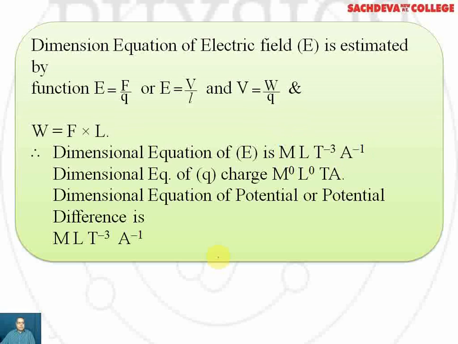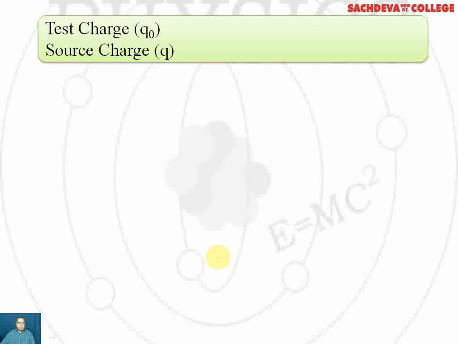Similarly, the dimensional equation of charge will be M naught L naught T A. The dimensional equation of potential or potential difference will be M L squared T minus 3 A minus 1. Now, after that we have to discuss what is test charge and what is the source charge.